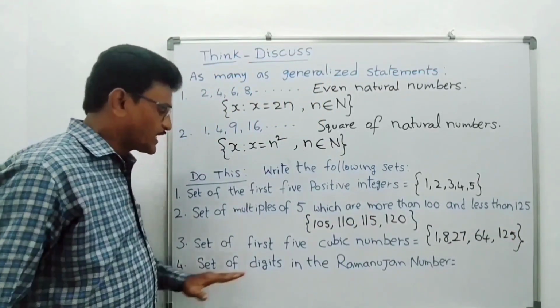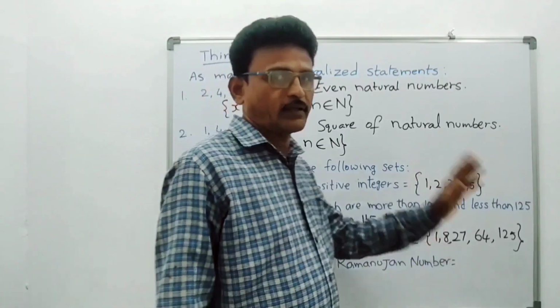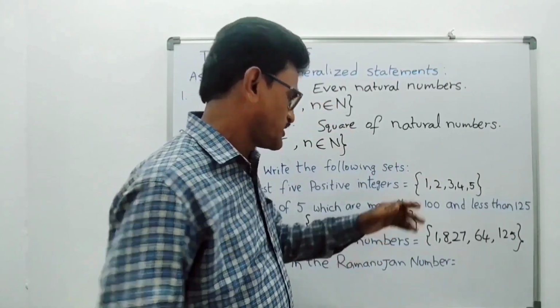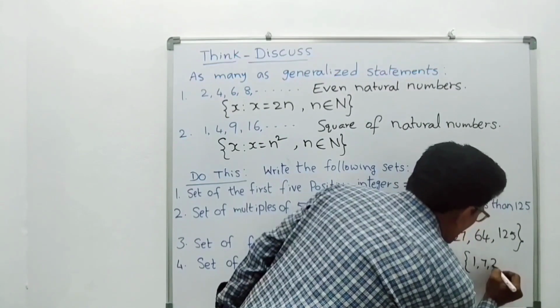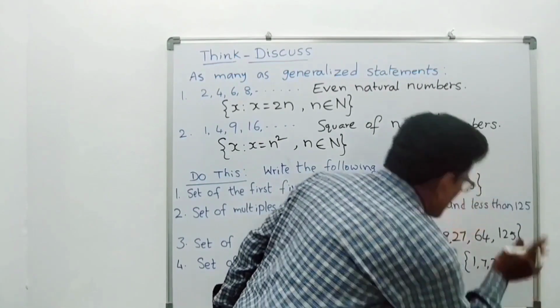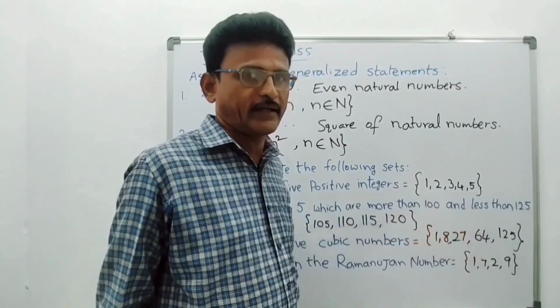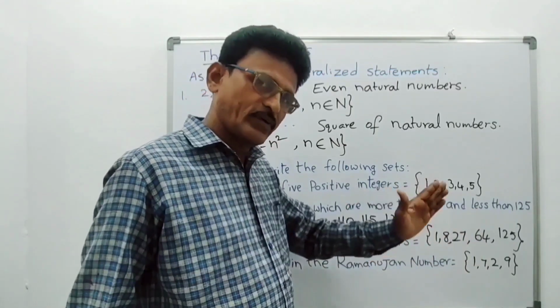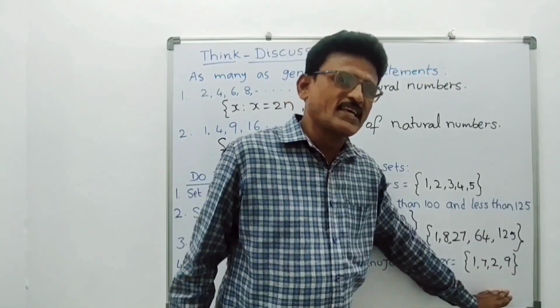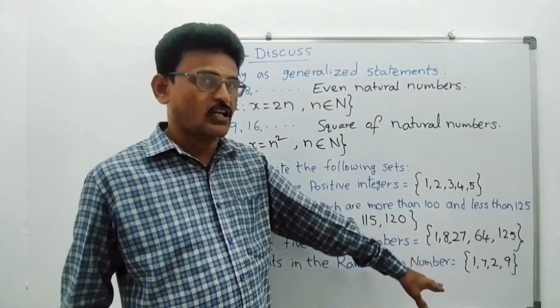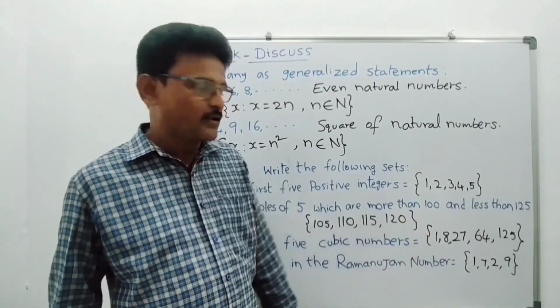Next, the set of digits in the Ramanujan number. One special number is there, the Ramanujan number, that is 1729. So 1, 7, 2, 9, separated by commas. You can write 1, 2, 7, 9 like that also. This is one of the special numbers. Somebody will say this is the Hardy-Ramanujan number also. There is one story for that number.